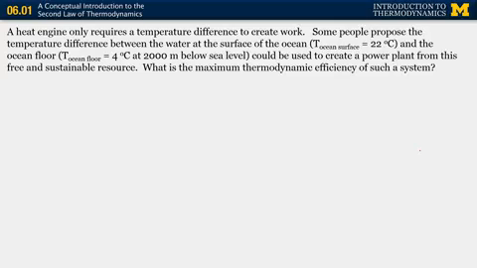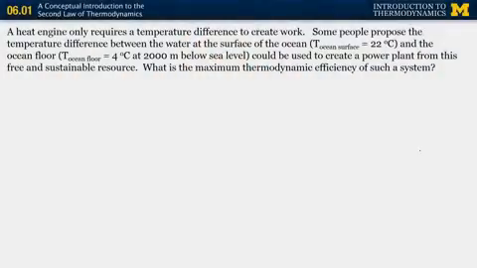So let's take this example that comes up time and time again. These are real world examples here. A heat engine only needs a temperature difference to create work. That's actually a part of the second law corollaries. So all we need is a temperature difference, and I can create work. Some people propose that the temperature difference between the water at the surface of the ocean, which is about 22 degrees Celsius, and the temperature at the ocean floor, which is about 4 degrees Celsius if you're about 2,000 meters below sea level, that temperature difference from the top of the ocean to the bottom of the ocean could be used to create a power plant from this free and sustainable resource.